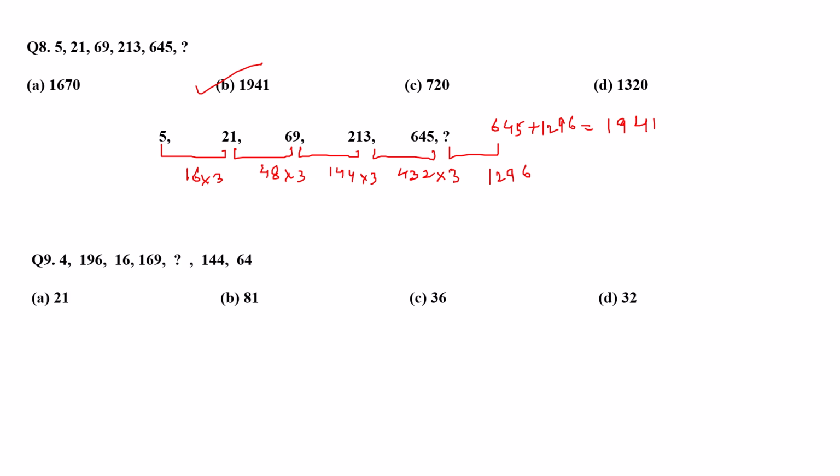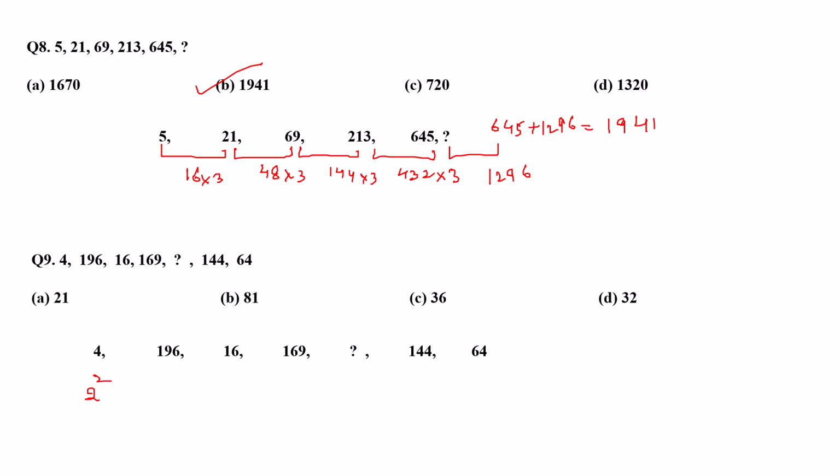Now moving to question number 9. Now here if you see, this number is missing in the series, not in the end but somewhere in the middle of the number, isn't it? So again let's find the relation. And if you see these numbers 4, 196, 16, 169, they all are perfect square numbers, isn't it? So let's write the square of the number.